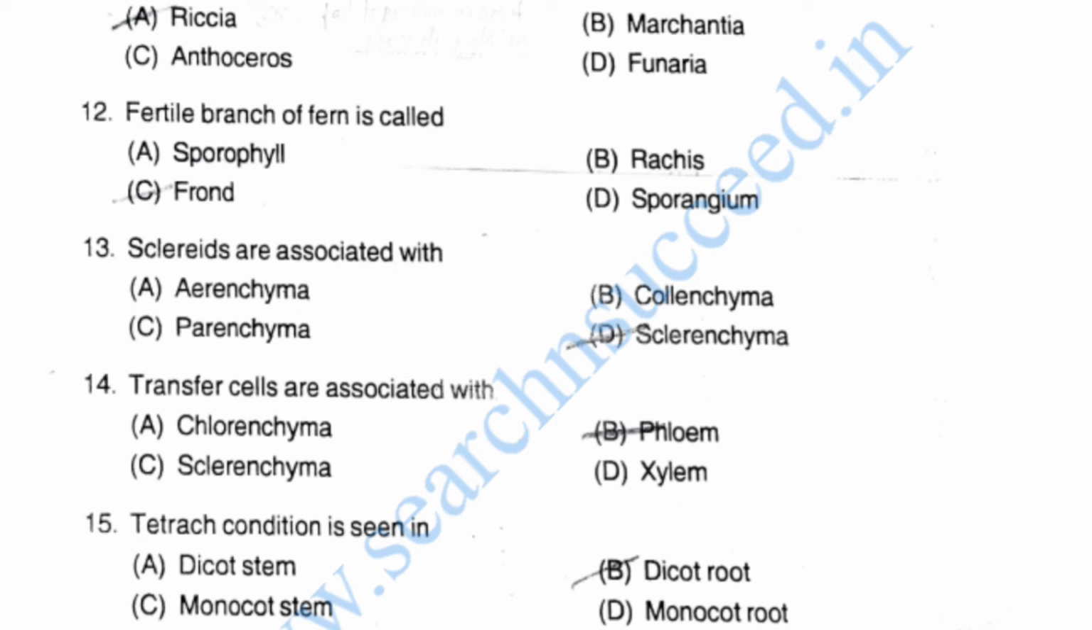Next, come to question number 14. Transverse cells are associated with. Okay. Transverse cells are associated with. So guess the answer. What is the answer here? Transverse cells are associated with phloem. Clear? That is the phloem.